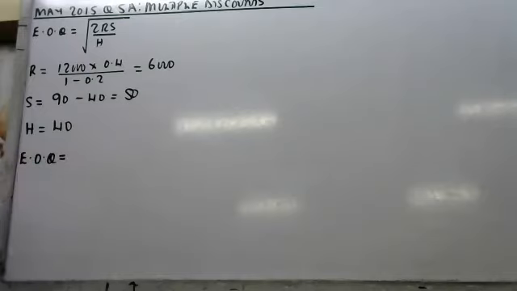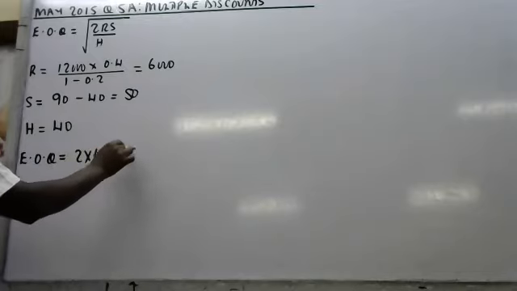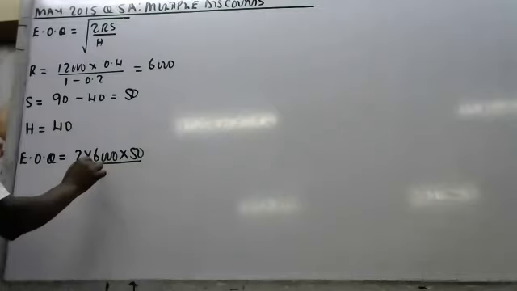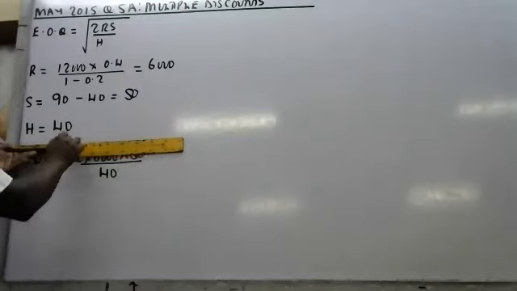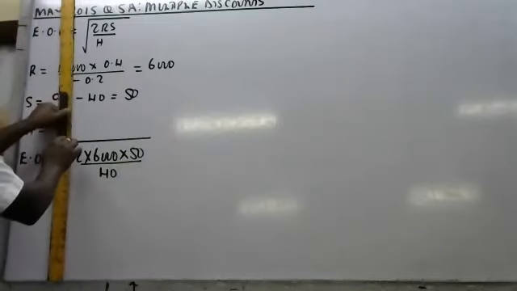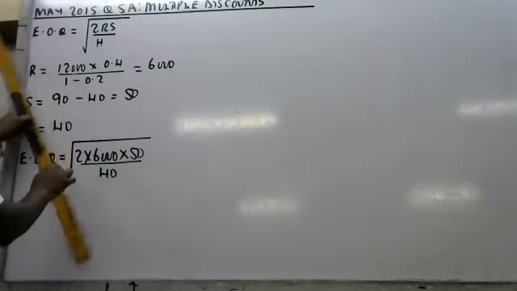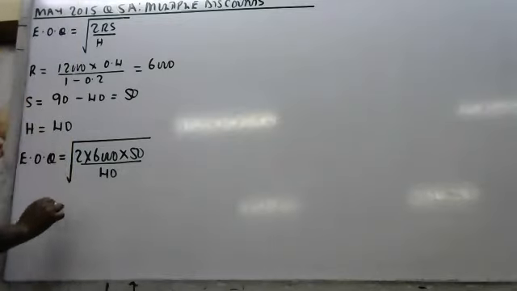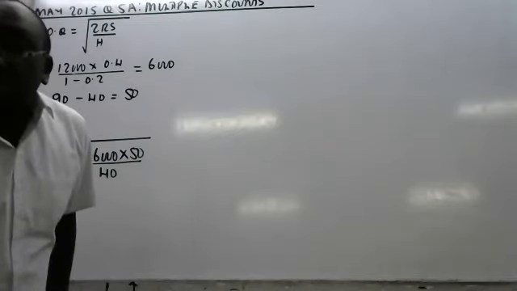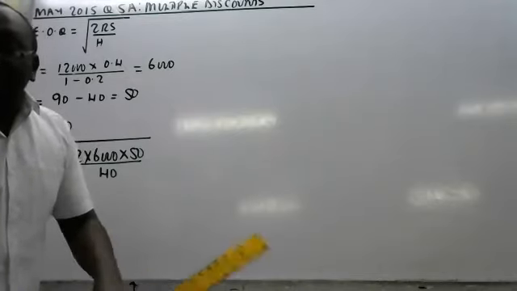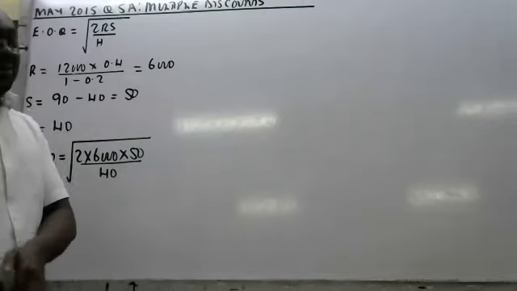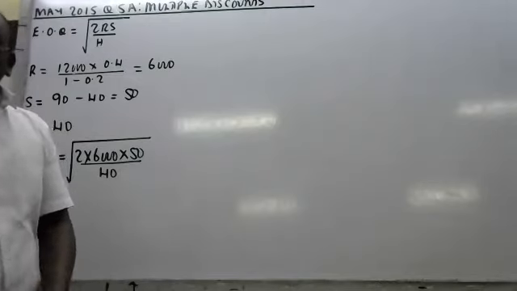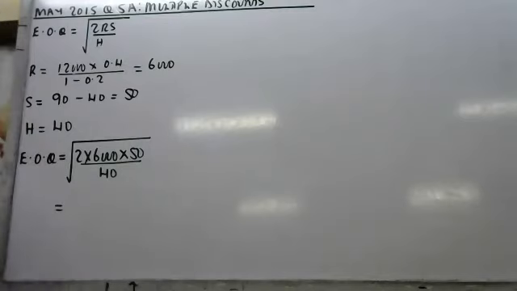The EOQ is the square root of 2 times 6,000 times 50, divided by 40. You divide by 40, then you get the square root of that. Give me the units.